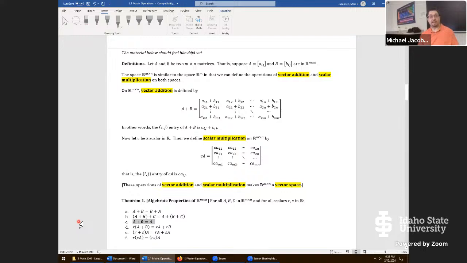This one is the identity for vector addition. If you add a zero matrix to A, you should get A back. And that makes sense because if you're adding a zero matrix, all of these things are zero. There's no change inside here.